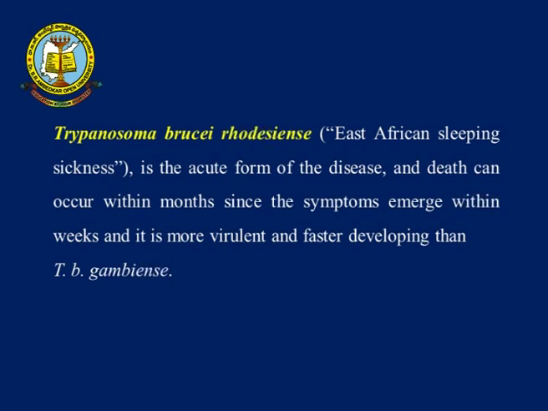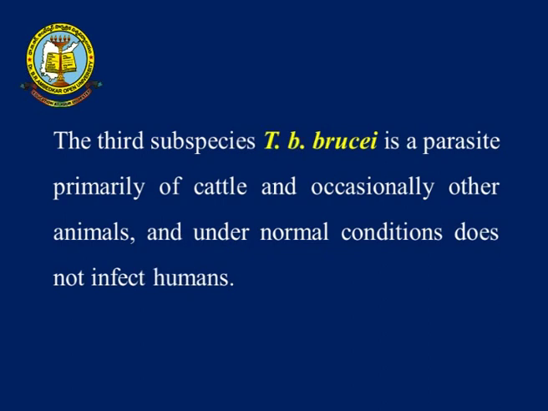Trypanosoma rhodesiense causes East African sleeping sickness, which is an acute form of the disease, and death can occur within months. The acute form is more dangerous than the chronic form, more virulent and faster developing. And the third species is brucei.